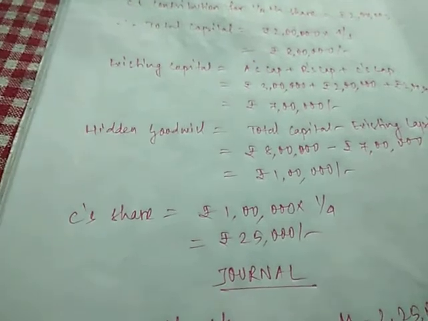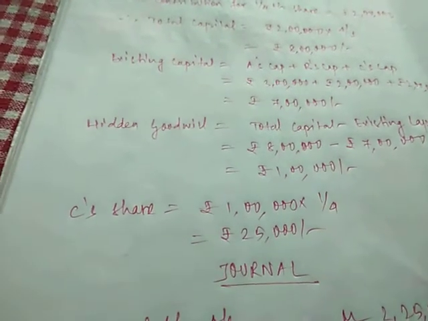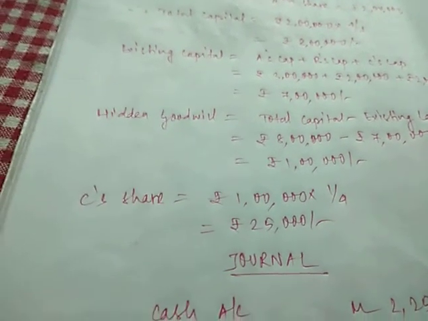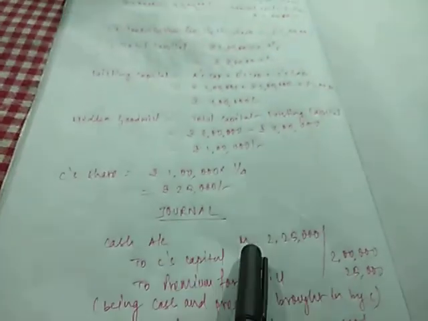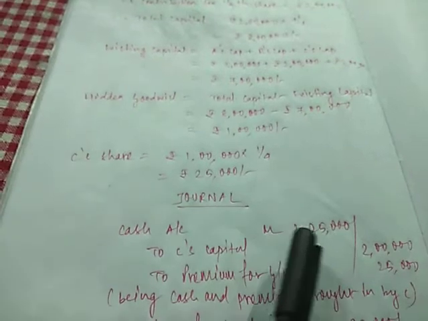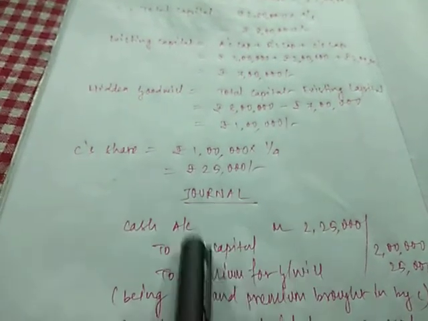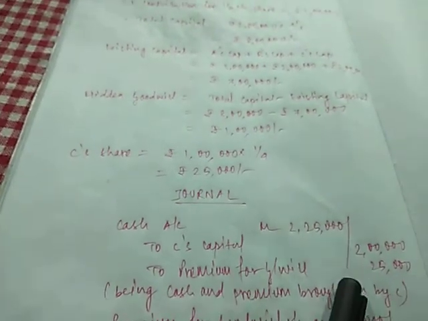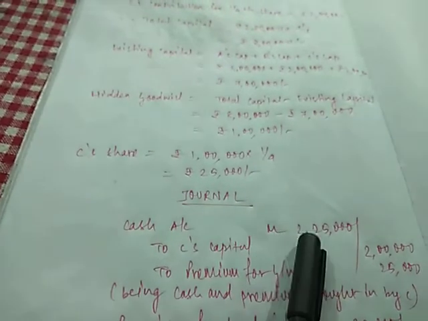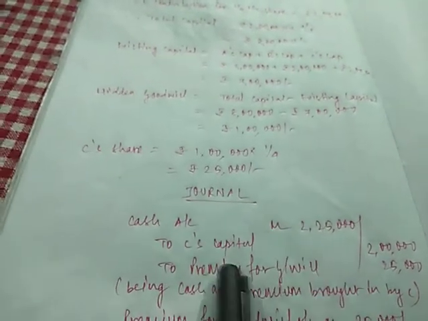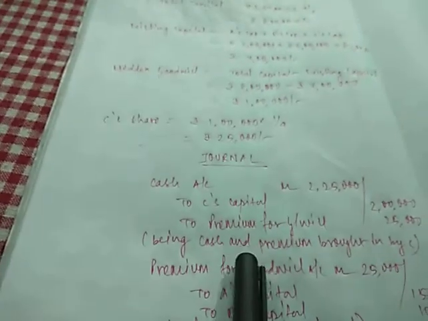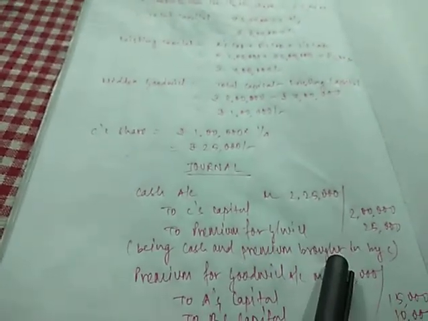Suppose in the question it was told that C has contributed the necessary amount for goodwill as well as his capital. So the journal entry will go in this manner. Cash account debit rupees 2,25,000, 2 lakh for capital and 25,000 for premium for goodwill. To C's capital 2 lakh, to premium for goodwill 25,000, being cash and premium brought in by C.